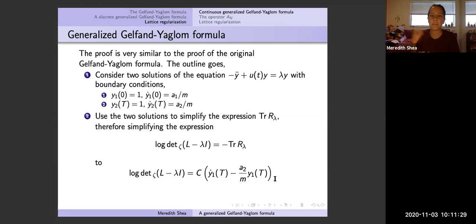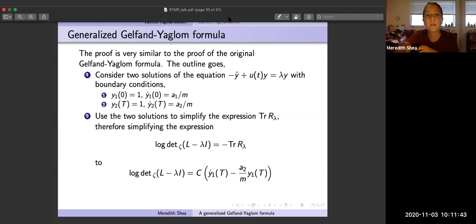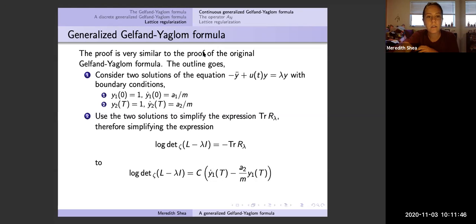And then I have this equation that the log determinant is equal to minus the trace. And once I'm able to simplify the trace of the resolvent, I can, this is a typo here. There should be, I'll write it out. There should be no log here. No log.